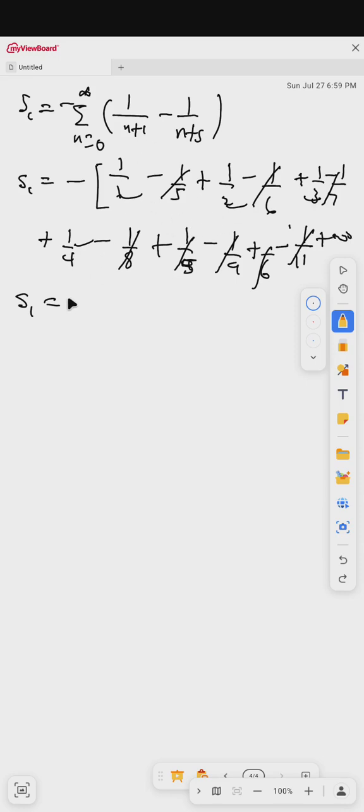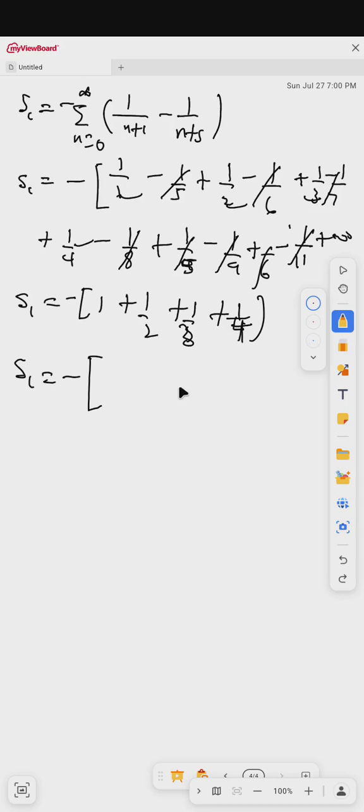So we're going to have minus, then into bracket 1 plus 1 over 2 plus 1 over 3 plus 1 over 4. Okay, guys, so this is very beautiful. So we have S1 equals negative. Then I check the LCM here, which is 12. 12 divided by 12, we have 1, multiplied by 12, we have 12.